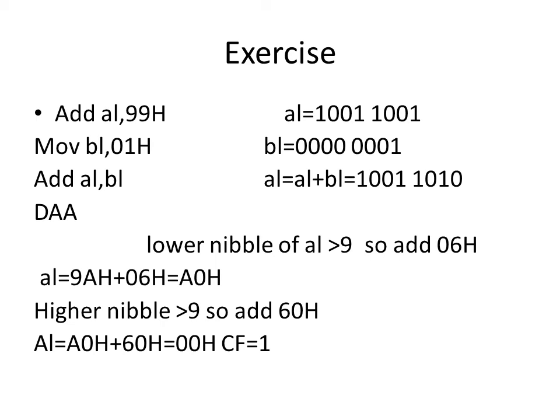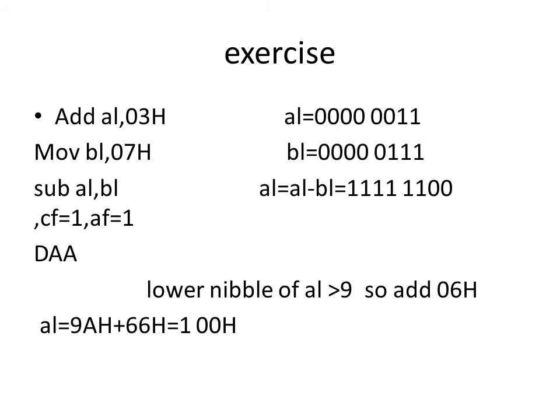Again you can observe A0H. Here again the higher nibble of the result is greater than 9. So we have to add 6 in the higher nibble. So A0 plus 60H, the result will be A plus 6, 10 plus 6 is 16, that is 10. So the carry flag will be set. Carry flag is equal to 1, and the result in the AL register will be 00, which means the result is 100H. 99 plus 1, the result is 100H.